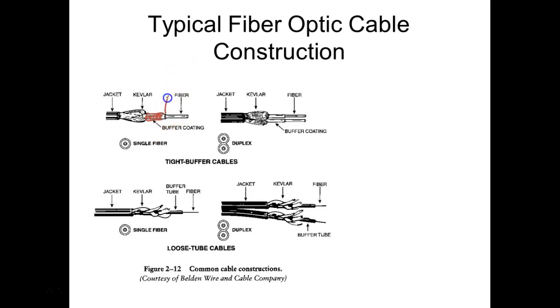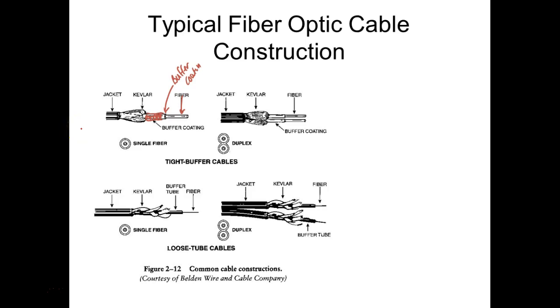And then what we have is a plastic coating around the outside, which we refer to as a buffer coating. A lot of people just call it the coating, though. Both of those are perfectly legal. And this is to add strength to the glass. And then we have the actual fiber conductor itself.